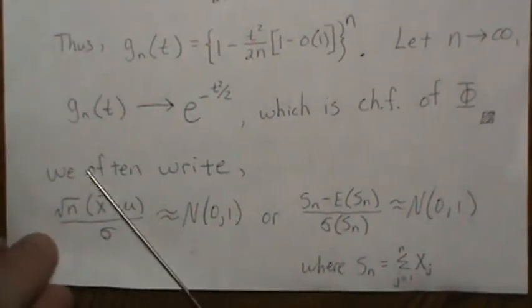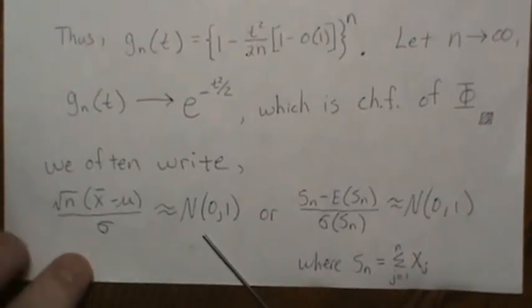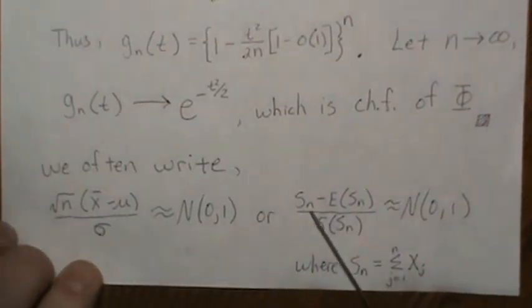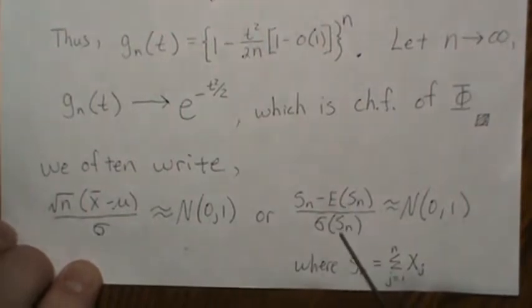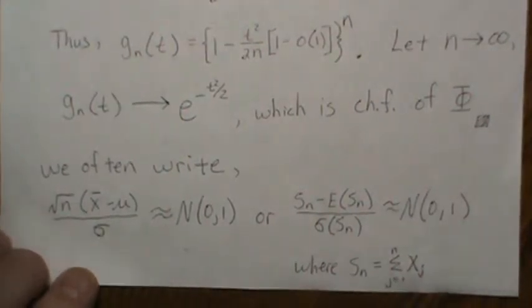One note is we often write that this is approximately standard normal, or sometimes we write it like this, where this is a sum, and then the mean of the sum and the standard deviation of that sum is approximately normal. So let's look at an application here.